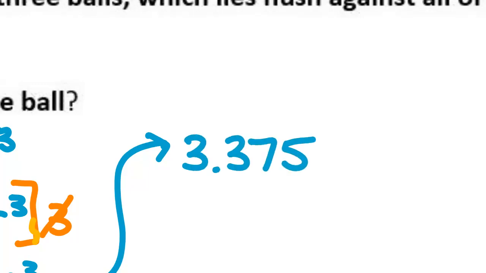3.37, 3.375 if you round it out to 3 places. That's equal to r cubed. If this was r squared, how would we get rid of the squared? Square root it. But this isn't squared, it's cubed. So we're going to need to do a cubed root.